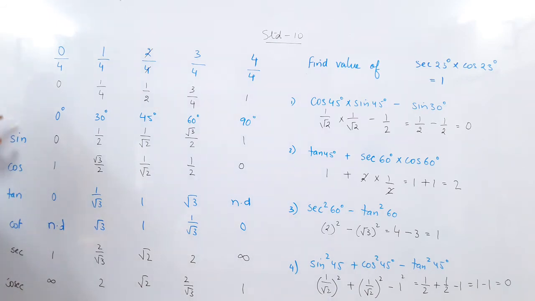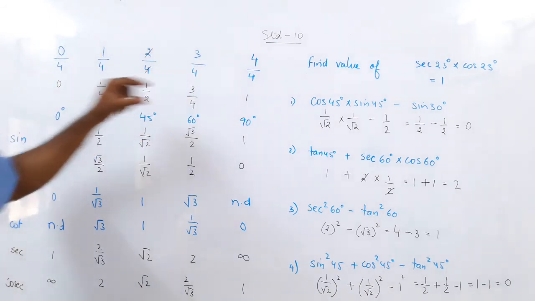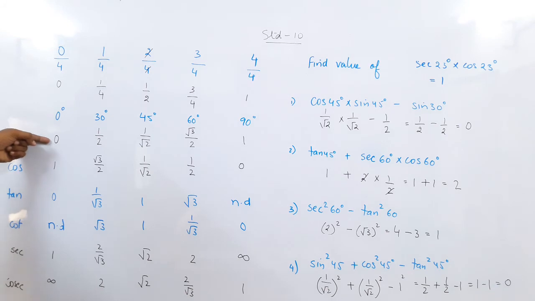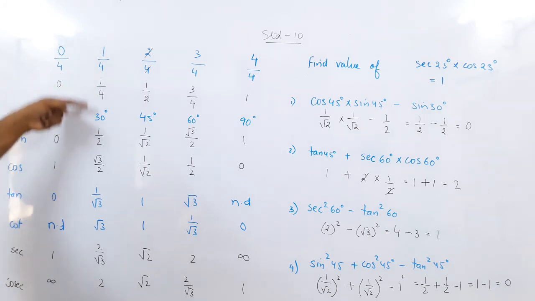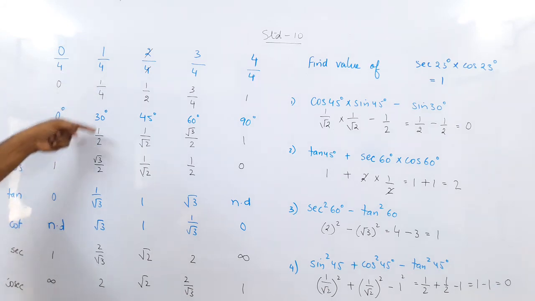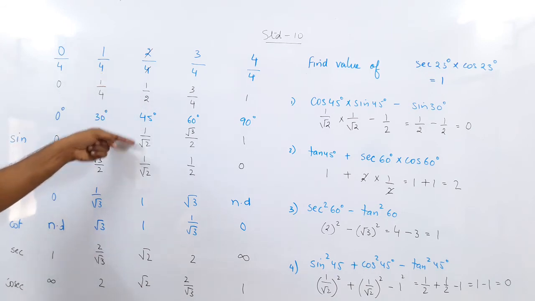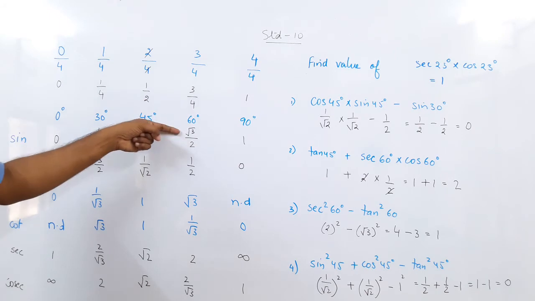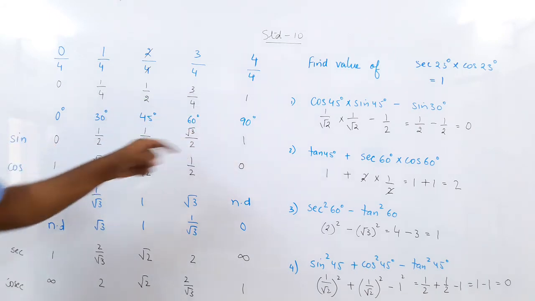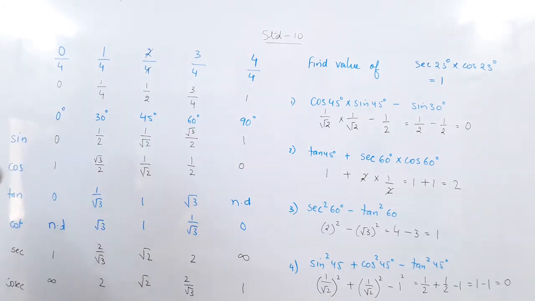Now first is sine. Sine is the square root of these numbers. So square root of 0 is 0, square root of 1 by 4 is 1 by 2. The square root of 1 by 2 is 1 upon root 2. Root of 3 by 4 is root 3 by 2, square root of 1 is 1. So what we had done yesterday, today we did by finding the square roots of these numbers in simplified form.